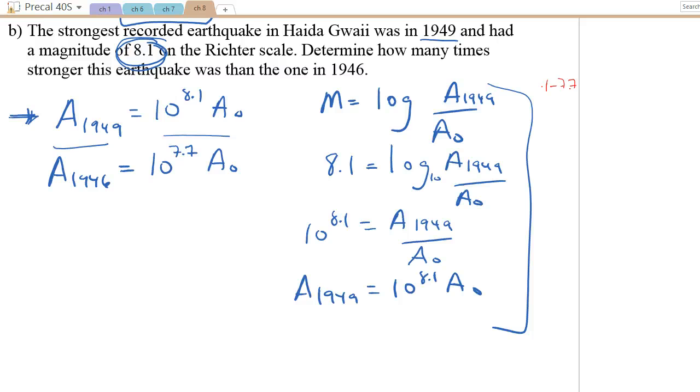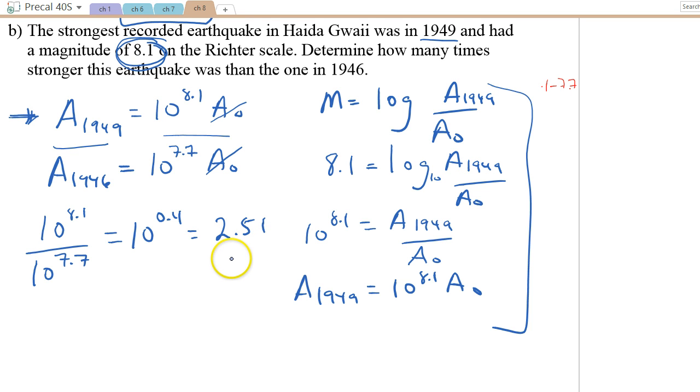So I will get these standard earthquakes will divide out, and I get 10 to the power of 8.1 divided by 10 to the power of 7.7, which when I divide powers with the same base, I subtract the exponents, so I get 10 to the power of 0.4, and then I'd have to get my calculator out, and 10 to the power of 0.4 I think is about 2.51. So you'll notice that this will not have units because it's asking how many times greater was this one.